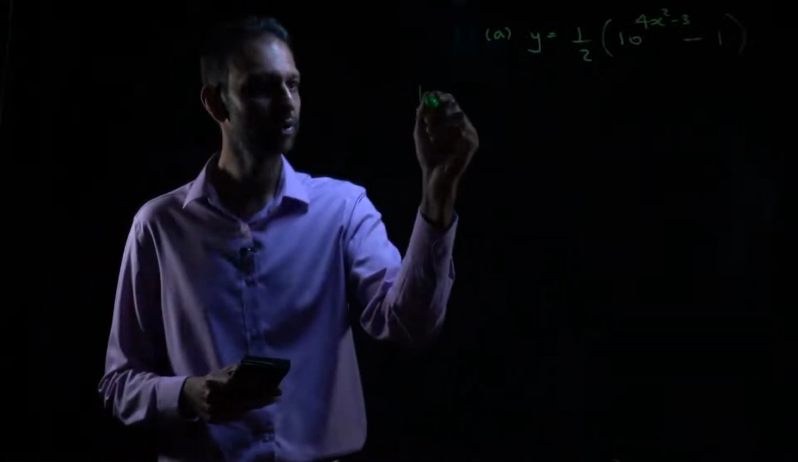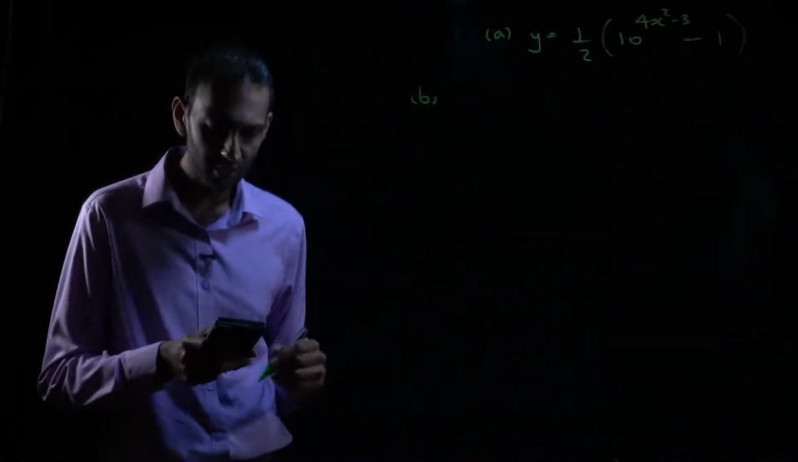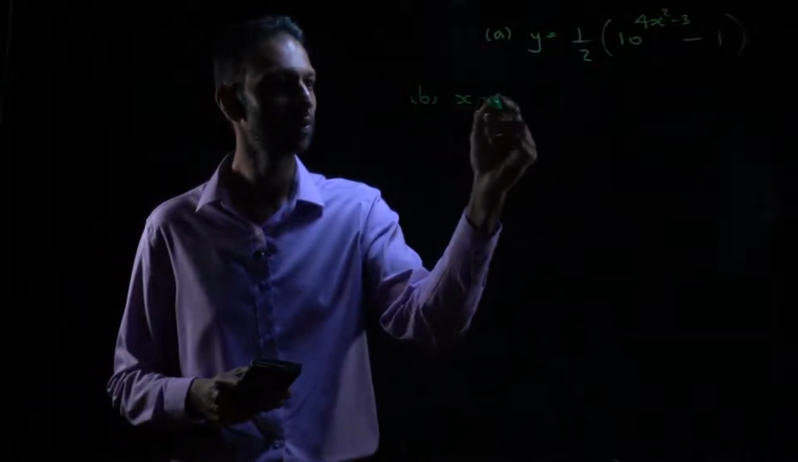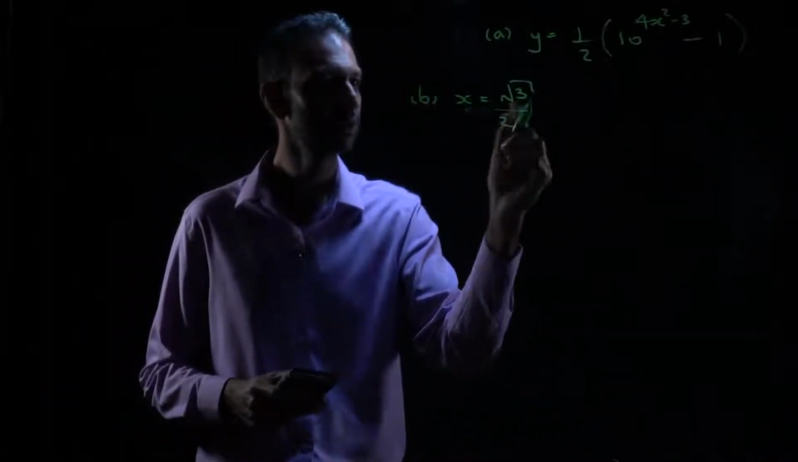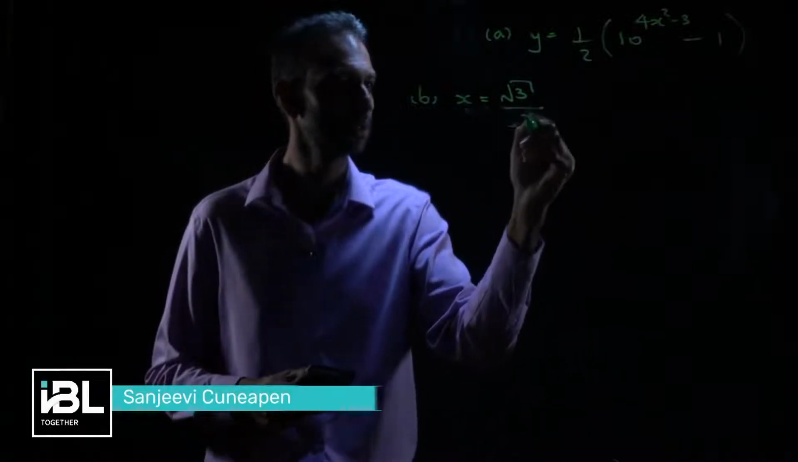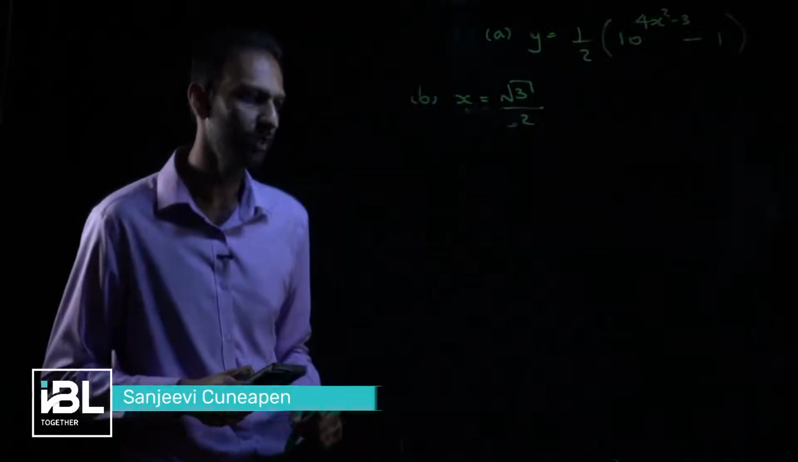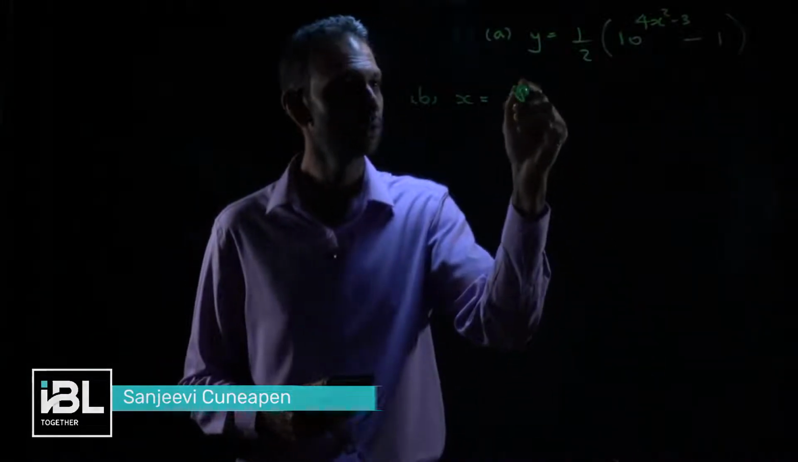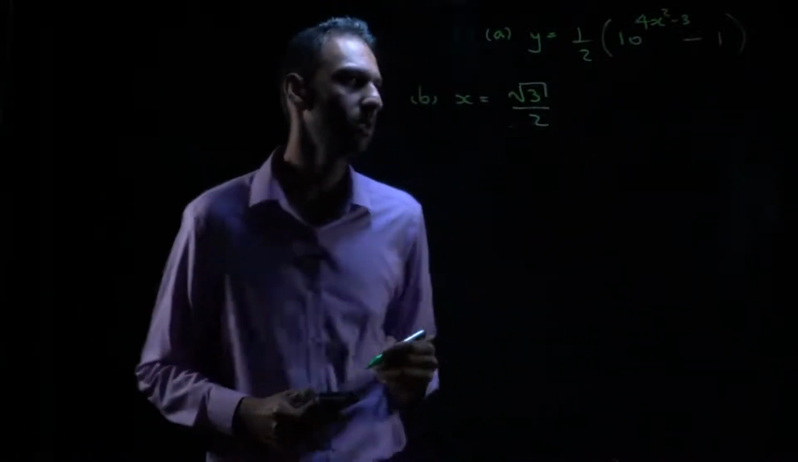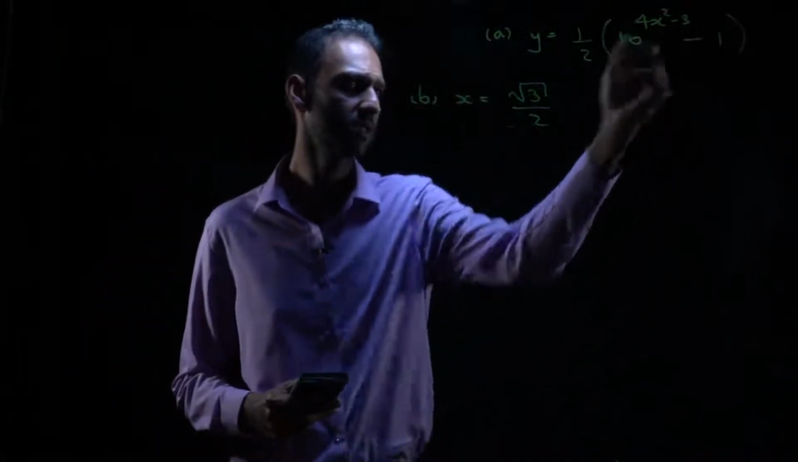Now, for part B, you are asked to find the value of y when x is equal to root of 3 over 2. X is equal to root of 3 over 2 here. So we need to find the value of y. Let me write it properly so that you can see it on the screen. So root of 3 over 2. So we just need to substitute the x here.